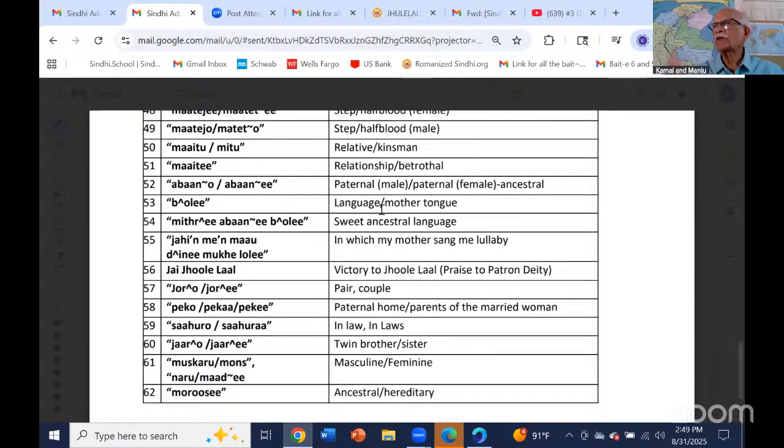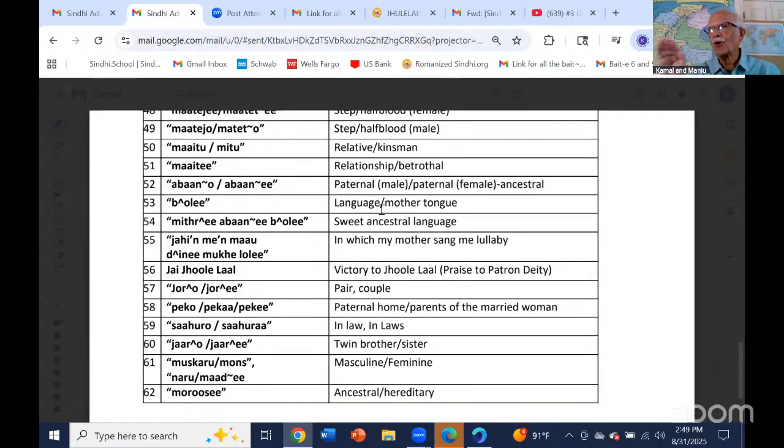Sindhi boli, mitri boli. Kiye visarya Sindhi boli, Sindhi boli, mitri boli, jaime maudini mukhe loli. Sindhi boli, mitri boli, jaime maudini mukhe loli.